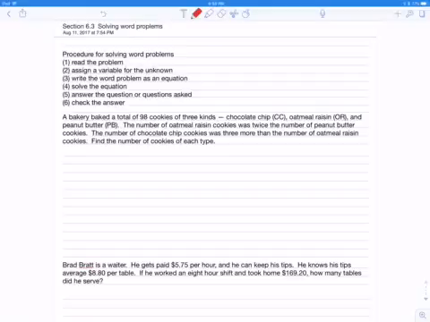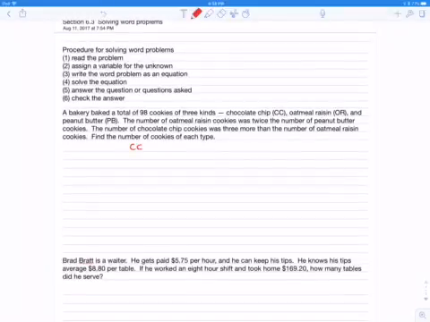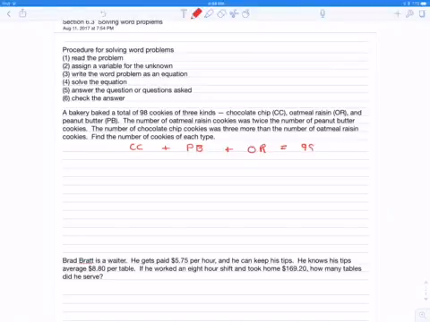All right, so we know that we want to find the total number of 3 kinds of cookies. So the number of chocolate chip cookies plus the number of peanut butter cookies plus the number of oatmeal raisin cookies is going to equal 98. All right, now we have to decide what variable to use.